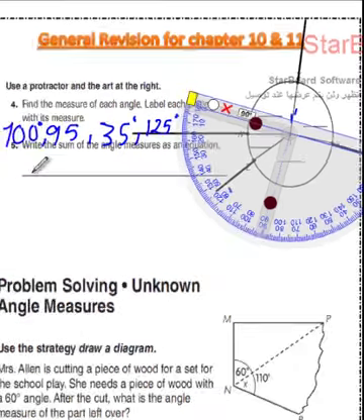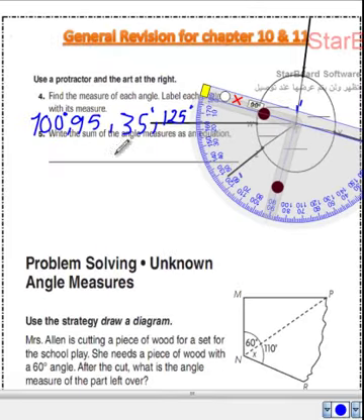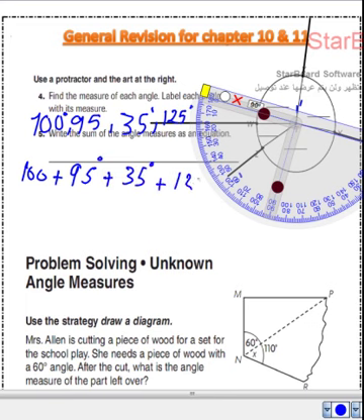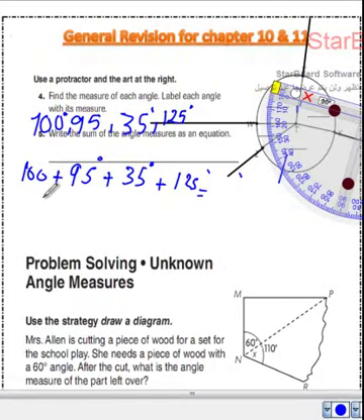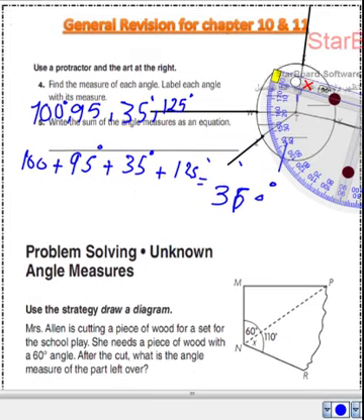Now, write the sum of the angle measures. 100 plus 95 plus 35 plus 125 degrees equals what? When you add them, you will find the sum is 360. Great job. Let's go to the next question.